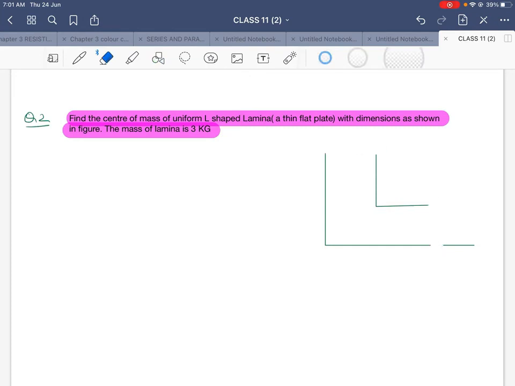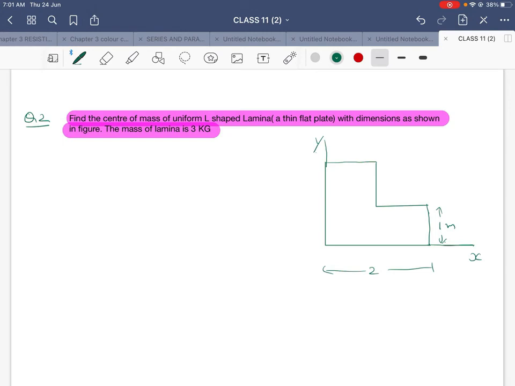We divide this L-shaped lamina. Here the mass is uniformly distributed over this lamina. Choosing the x-axis and y-axis as shown in the figure, the dimensions are 2 meters and 1 meter. Now we have the coordinates of the vertices of the L-shaped lamina as shown.